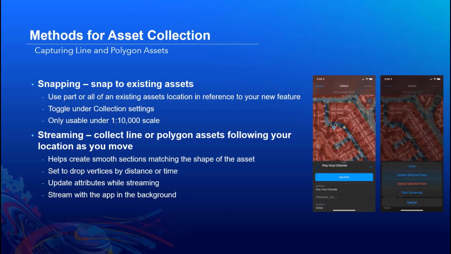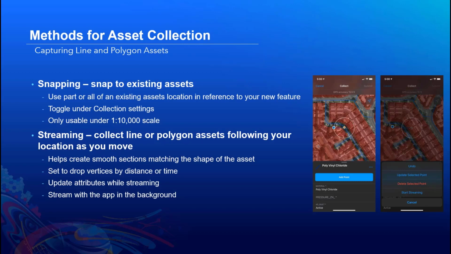Now let's take some time to review the asset collection workflows that I went over in our previous demo. One of the topics I covered was snapping, which is useful for when you want to snap features to existing assets. You use part or all of an existing asset location in reference to your new feature that you're collecting. You can toggle it on or off under the collection settings, and if you're having trouble getting snapping to work, just make sure you're zoomed in far enough, as there is a 1 to 10,000 scale requirement.